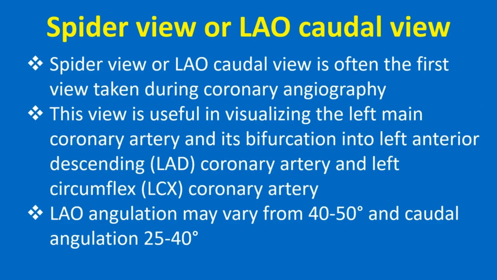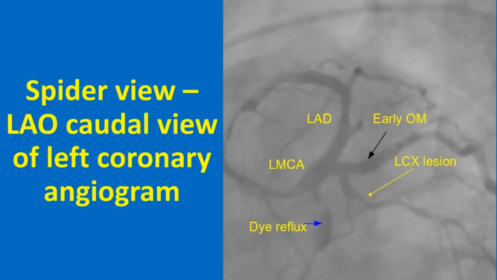Spider view or LAO-caudal view is often the first view taken during coronary angiography. This view is useful in visualizing the left main coronary artery and its bifurcation into left anterior descending coronary artery and left circumflex coronary artery. LAO angulation may vary from 40 to 50 degrees and caudal angulation 25 to 40 degrees. LAO-caudal view of left coronary angiogram resembles a spider and hence the term spider view.